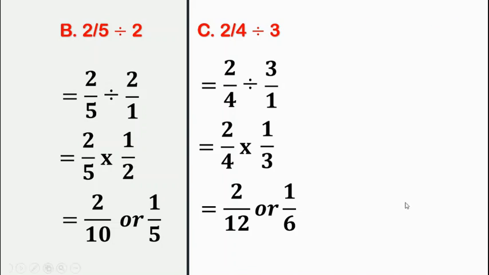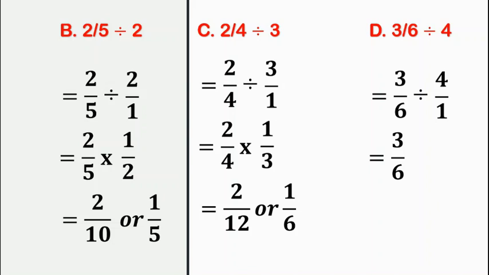And the last activity, which is letter D, 3/6 divided by 4. Do again the instruction. The whole number 4 we will convert into a fraction, which is 4 over 1. And change our division symbol into times. Then reciprocal our second fraction, 4 over 1, would become 1/4.